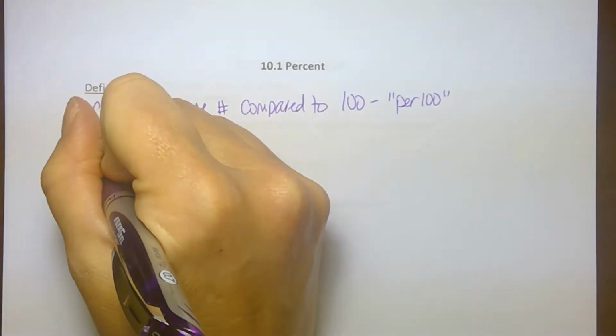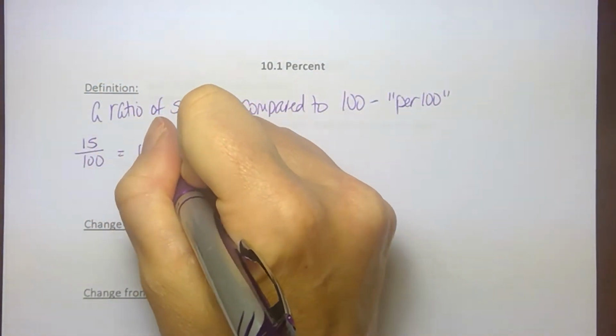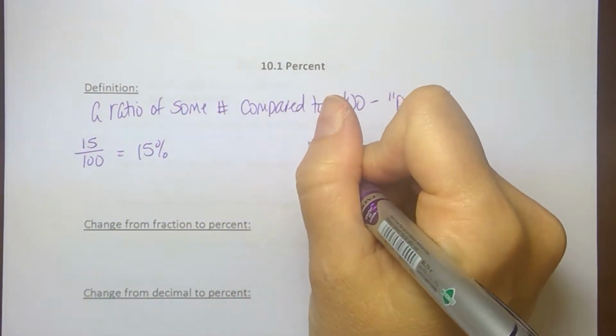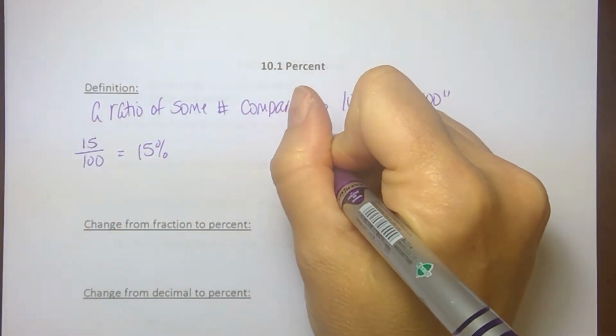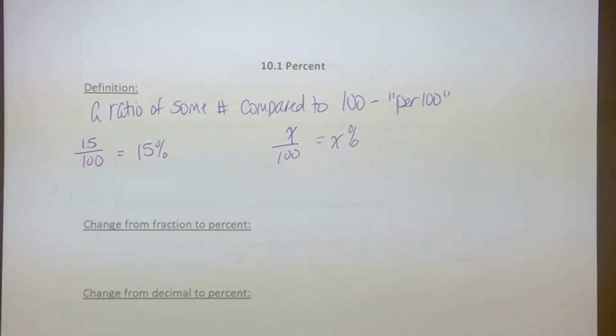If I say that something is 15 out of 100, that's the same as saying I have 15%. In general terms, that means that x over 100 is going to give me x%.